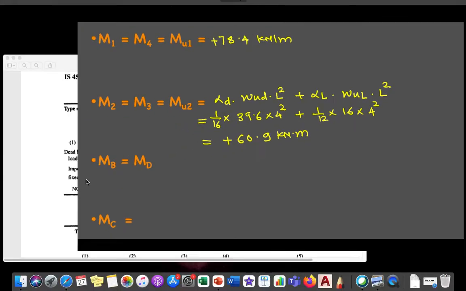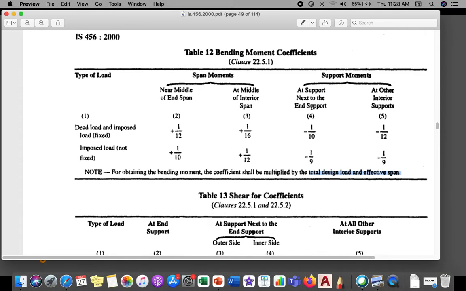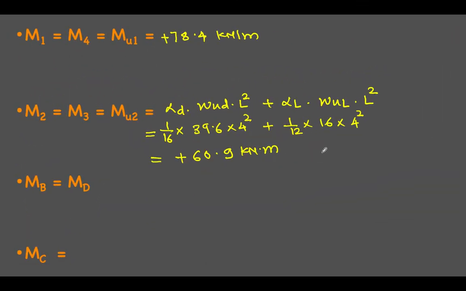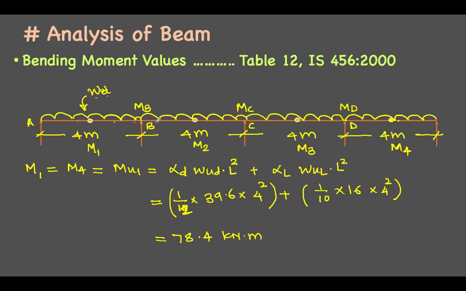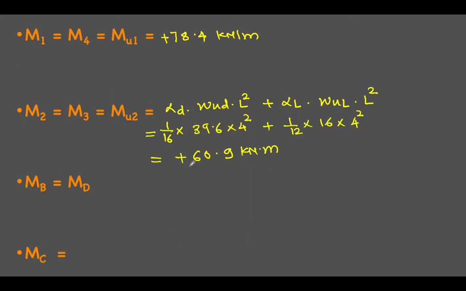Now we have to find out support moments. What are the points we have to consider? At support next to end support, and at other interior supports. So let us go to the diagram. At support next to end support: A is our end support, B is support next to end support. If I consider E as end support, then D is support next to end support. It means MB and MD are the supports next to end support.